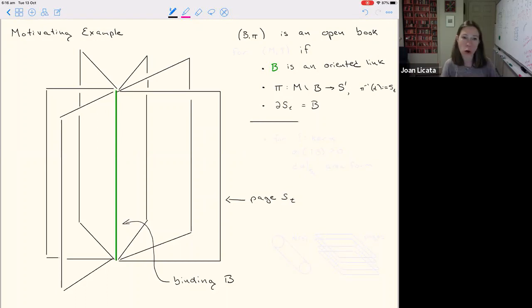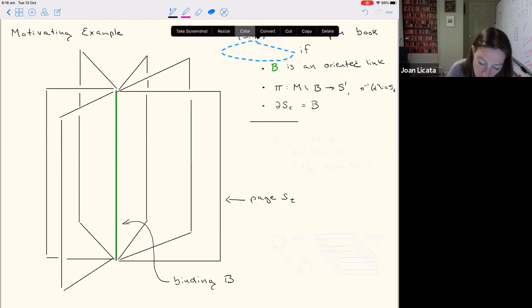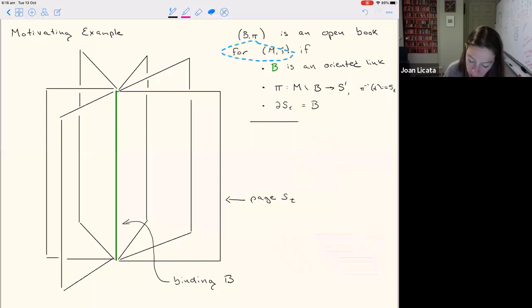Okay, so this is the local picture you have over here, which says that near the binding, all of these fibers come in and meet like the pages of an open book. And so we call these surfaces pages. So we're interested in these as a tool to study contact manifolds. So let's complicate this definition a little bit.